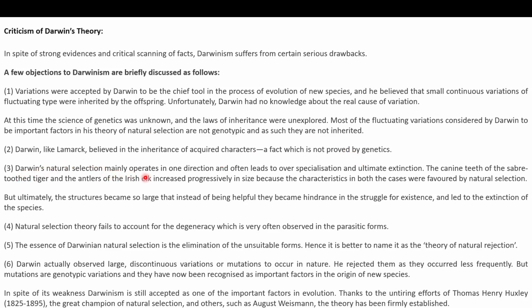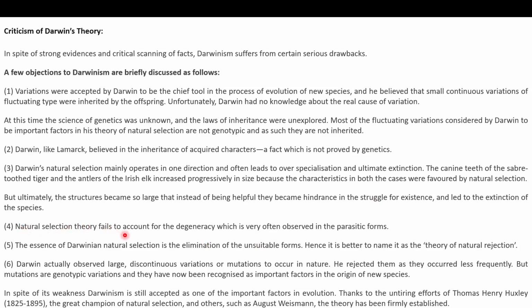And natural selection mainly operates in one direction, often leading to over-specialization and ultimate extinction. For example, the canine teeth of the tiger and the antlers of the Irish elk increased progressively in size because the characteristics in both cases were favored by natural selection. However, the structures became so large that instead of being helpful, they became an obstruction, a problem in their struggle for existence, and led to the extinction of the species.